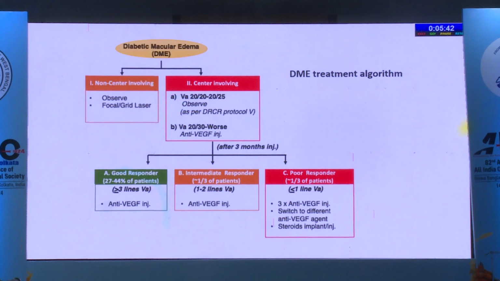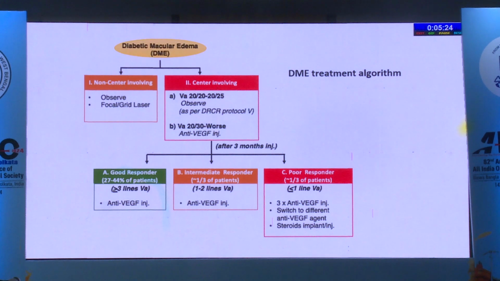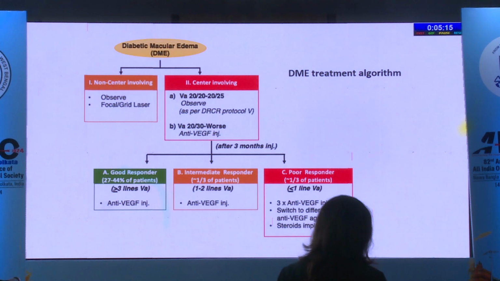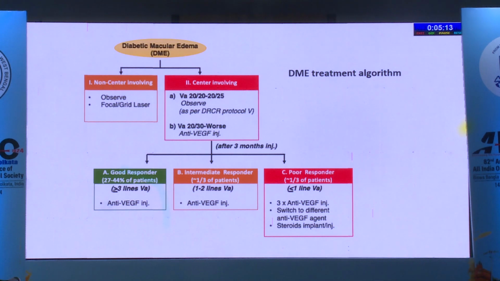If it is center involving, you look into vision. With good vision, 6/9 or better, Protocol V of DRCR.net taught us that no need to treat them, you can observe. And if it is worse, anti-VEGF intravitreal injections can be started. Usually we continue for about 3 months and then determine whether it is a good responder or an intermediate responder or a poor responder. So depending on the anatomical response and the visual response, you take a call.